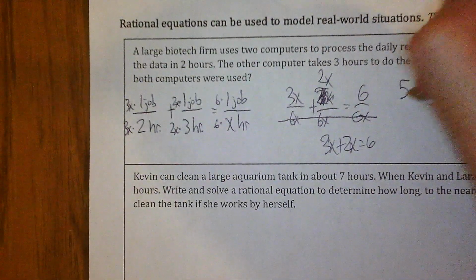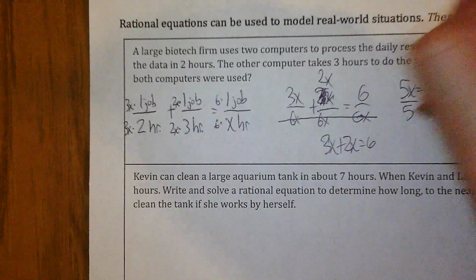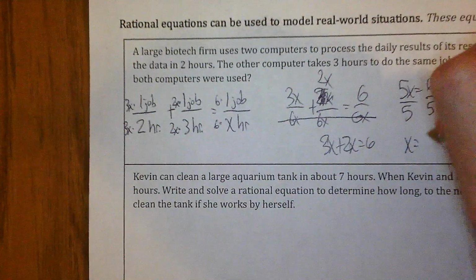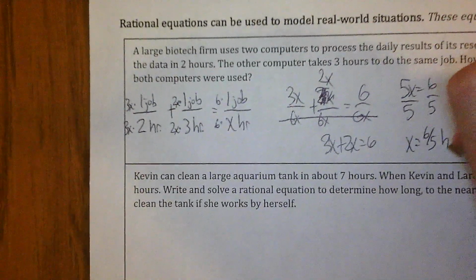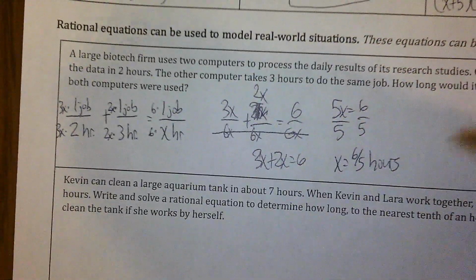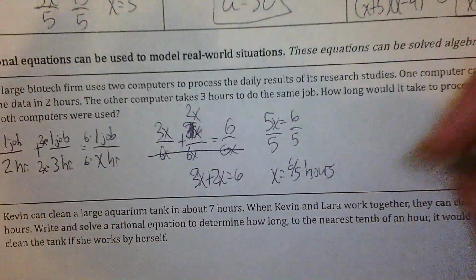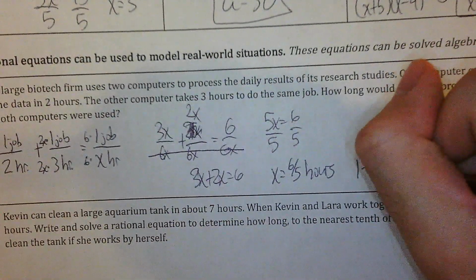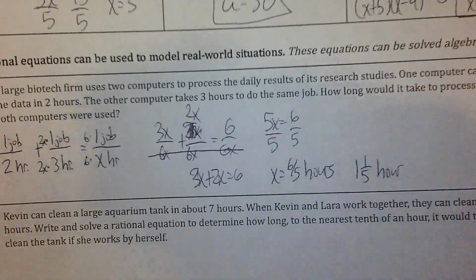So 5x equals 6, divided by 5, and we get 6 over 5 hours. So that's 1 hour and 1/5 of an hour.